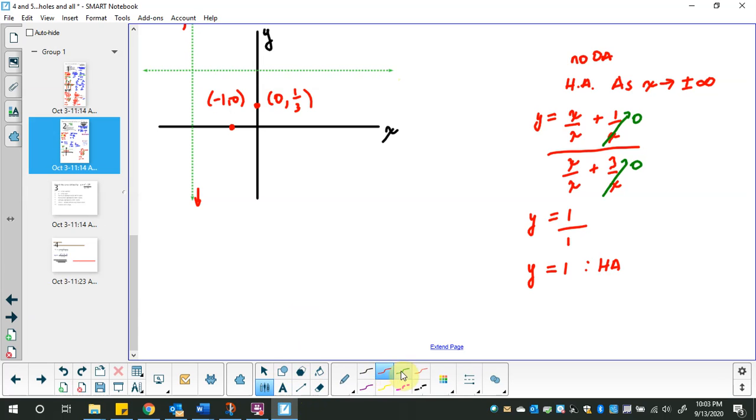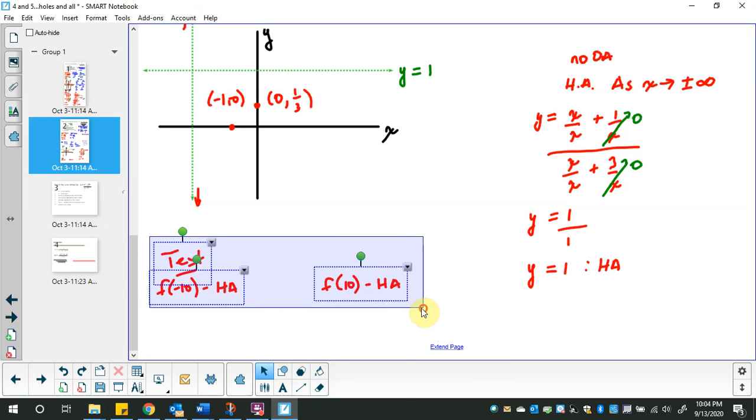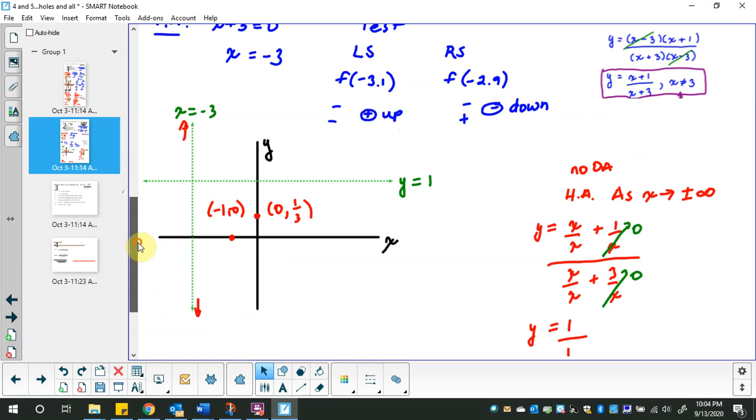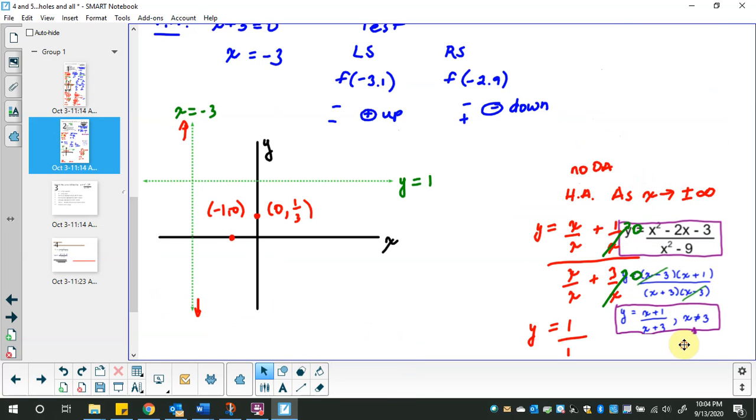We'll need a label. And now I get to do my tests. So f at -10 minus the horizontal asymptote, and f at 10 minus the horizontal asymptote. I'm just going to group this together because I'm realizing right now that when I go to do domain, I don't want to do any scrolling, so I'm going to move this down a bit. And because I need it, I'm going to pull this down.